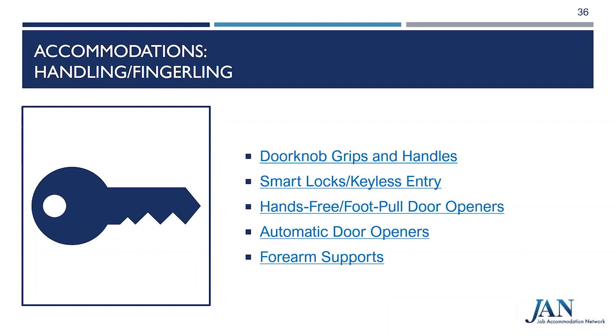Lastly, we'll talk about forearm supports, and those would provide upper body support, particularly support of the forearms. Forearm supports are products that typically attach to a workstation and are adjustable. There are several different types that adjust to a variety of heights and positions. Forearm supports are used to alleviate pressure on a worker's neck, back, arms, and wrist. Next slide, please.